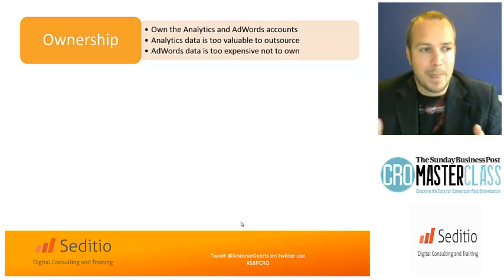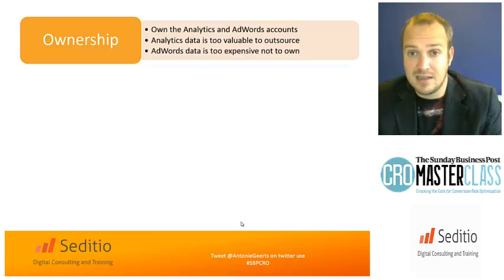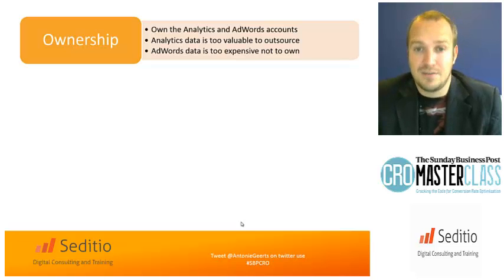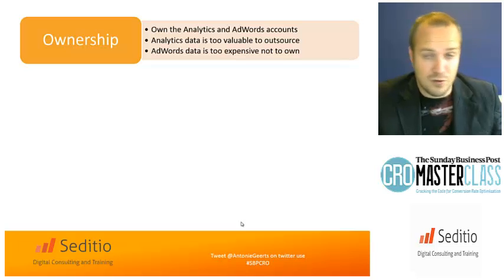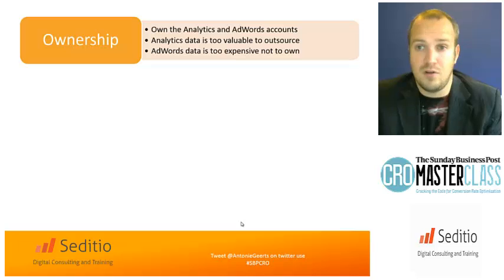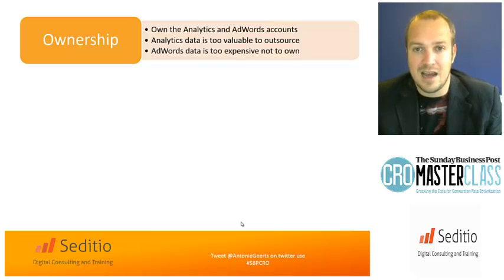So if any of you outsource your analytics and your AdWords and you don't have the accounts, make a change. Talk to your agency and say, listen guys, I need to have access to my AdWords, I need to have access to my analytics. They will come up with excuses, like you're going to lose your quality score. Trust me, you're better off losing your quality score for a short period of time than losing your analytics or your AdWords data for the rest of your relationship, right? So it's very important that you keep those things in-house.